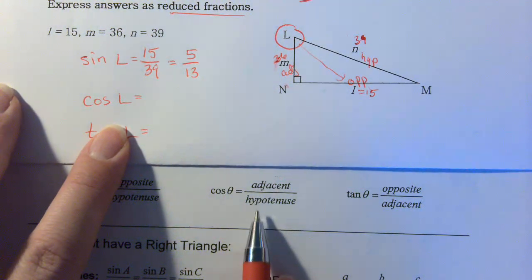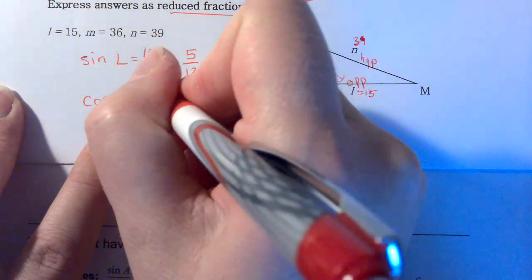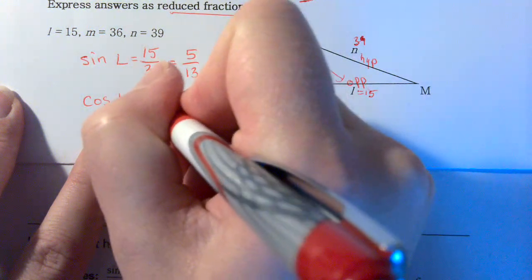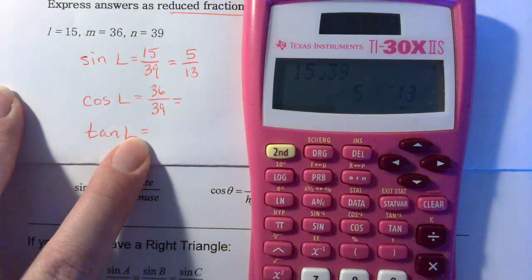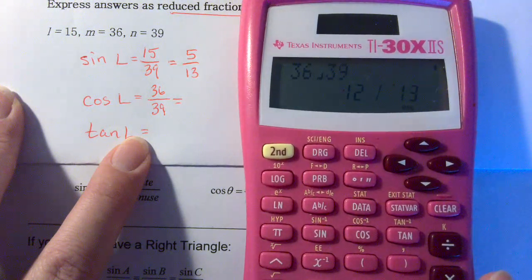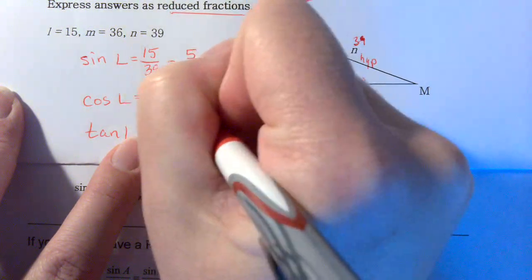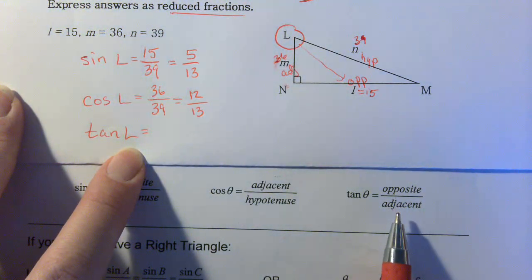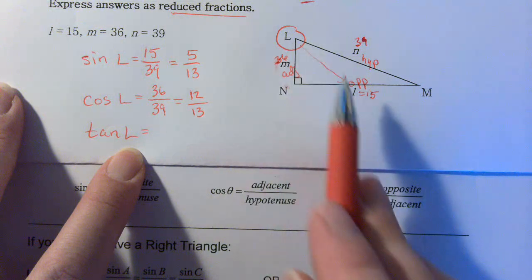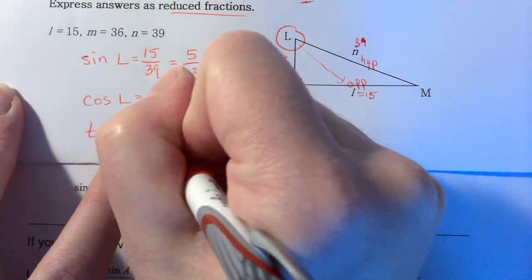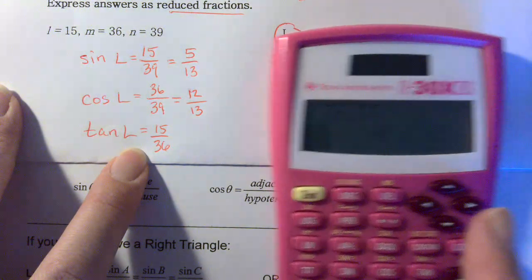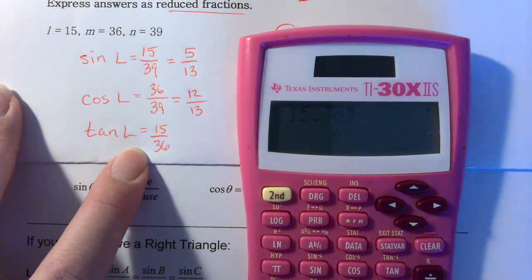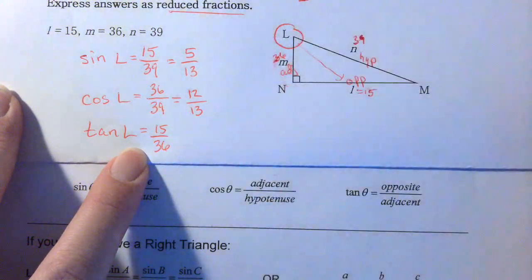Okay, now cosine is adjacent over hypotenuse. So the adjacent was 36 and the hypotenuse was 39. All right, so let's go ahead and reduce that again. I know they at least divide by 3. Let's see if we can go further. Nope, just by 3. 12 over 13 again. And then tangent is opposite over adjacent. So here's my angle. The opposite is 15, and the adjacent is 36. All right, so it should divide both by 3, and we'll type it in. 15 divided by 36, and there it is, 5/12.